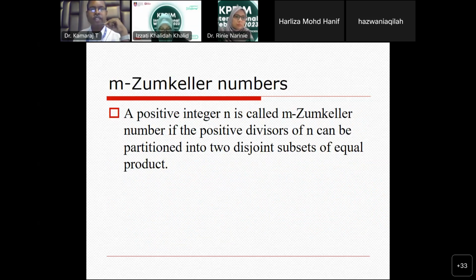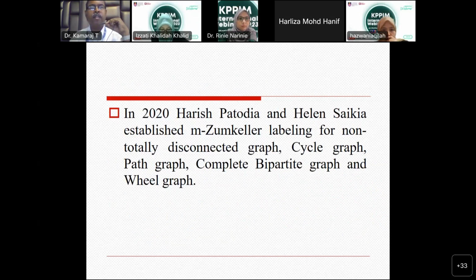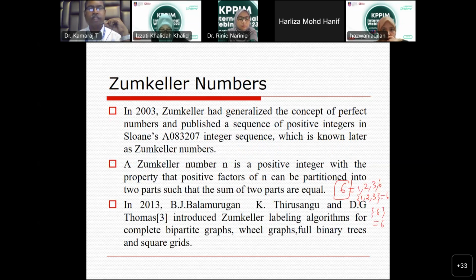A positive integer n is called an M-Zumkeller number if the positive divisors of n can be partitioned into two disjoint subsets of equal product. See, earlier in the starting version of the Zumkeller numbers, the example I gave was 6. Here I can partition the divisors of 6. What are the divisors of 6? 1, 2, 3, 6. That I can partition into two sets such that if you add the elements in the two sets, we get the same answer.